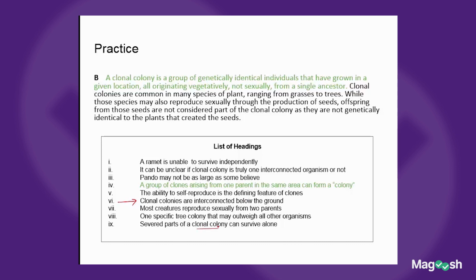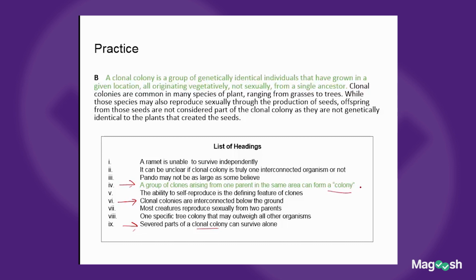Another place clonal colonies are mentioned down here, severed parts of a clonal colony can survive alone. No, this paragraph does not really describe how severed parts, or parts that are disconnected or cut, can survive on their own independently. Not about that. The highlighted answer here is the best one. A group of clones arising from one parent in the same area can form a colony.